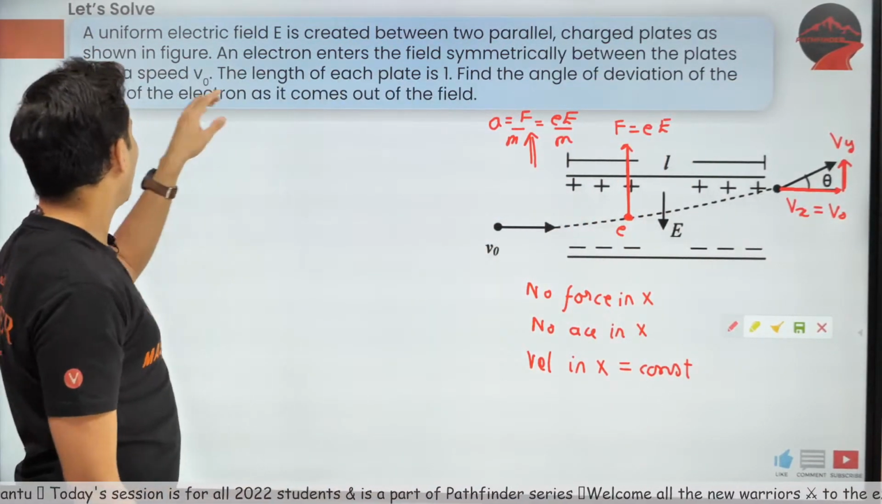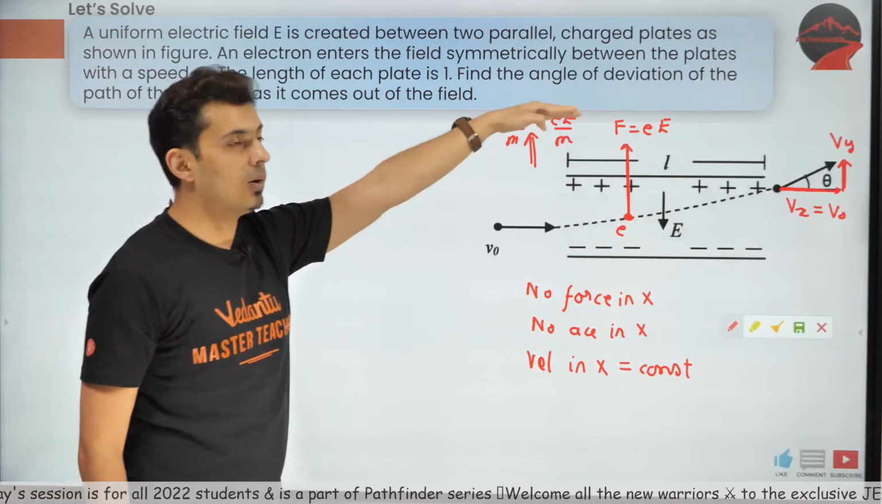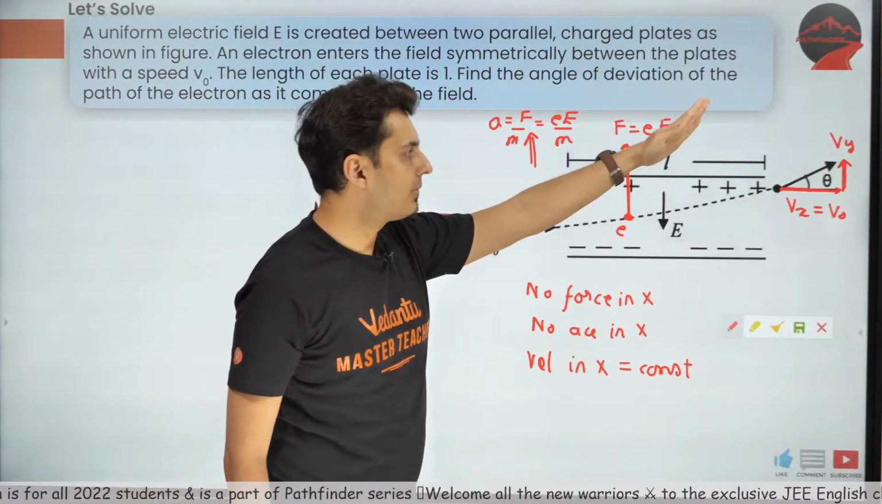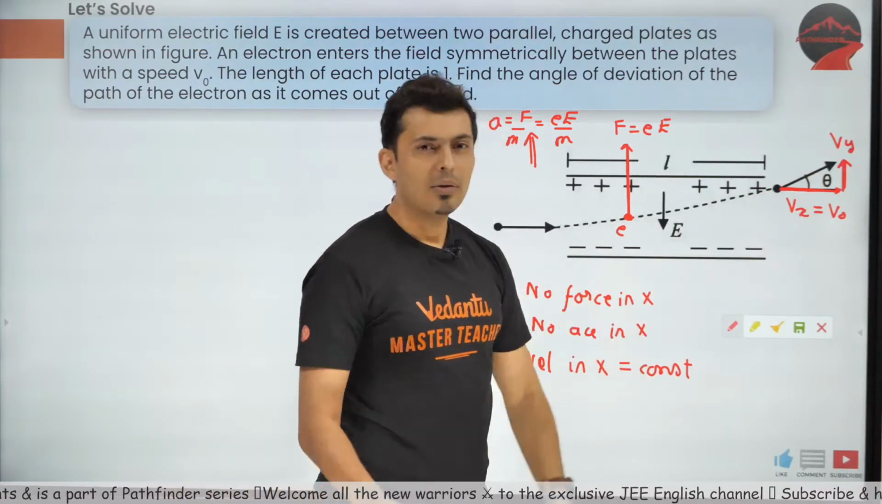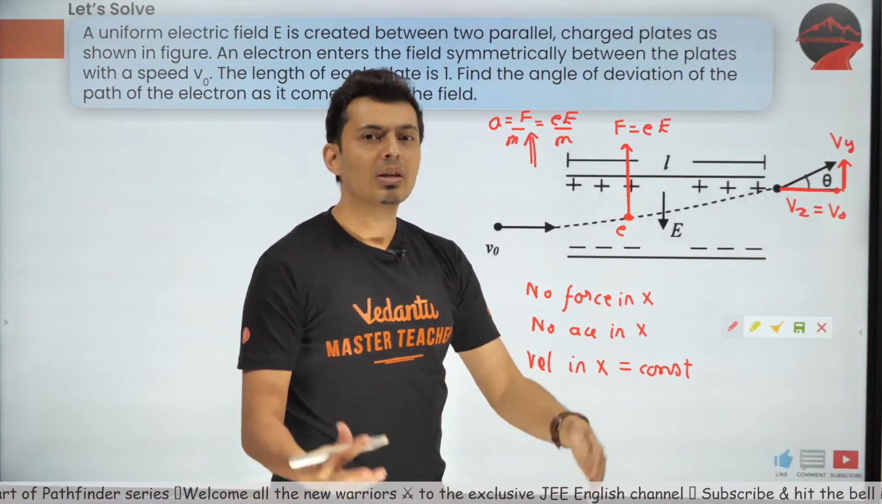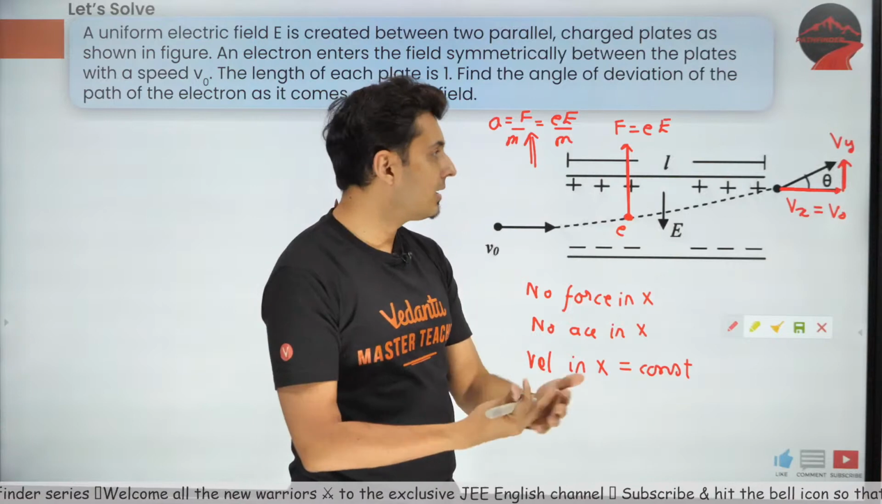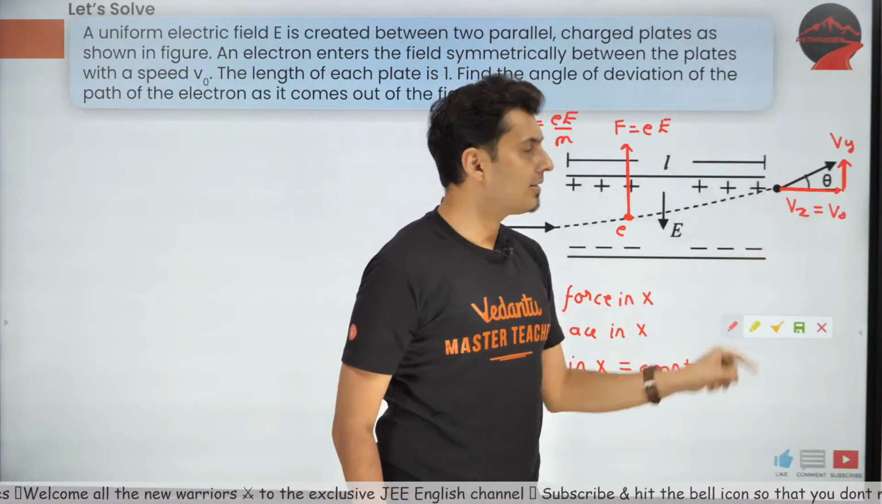Now the question is, find the deflection, the angle of deviation. How much is the angle of deflection or deviation? If you want to find theta, what do you need to do, guys? Trigonometry. Try to think. I know this is a right angle triangle.